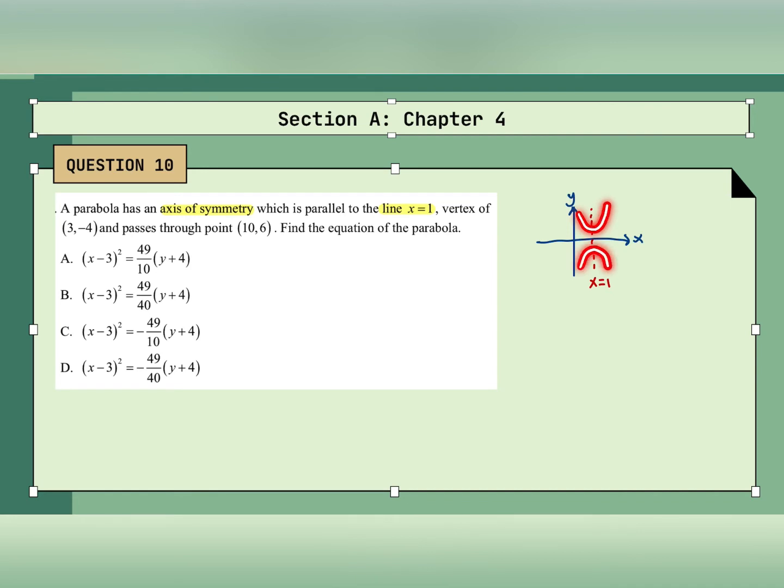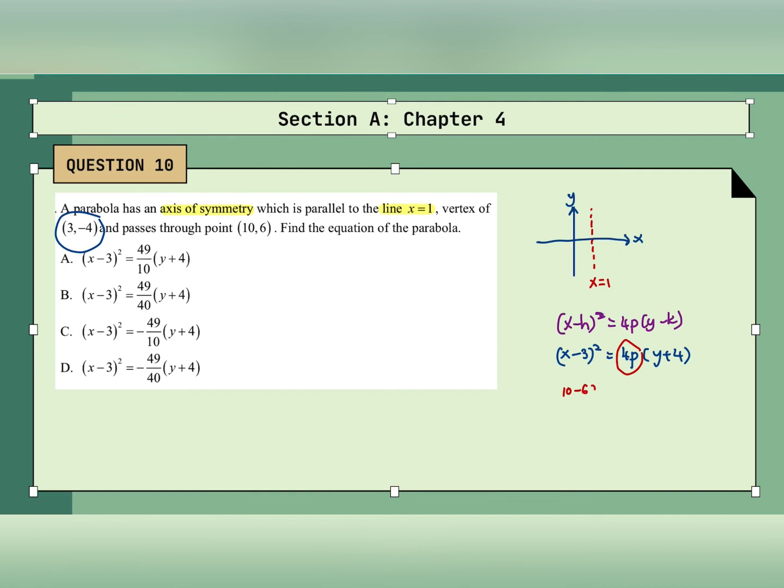ataupun open down. Okay, so kita akan gunakan formula x minus h squared equals to 4p y minus k. Okay, now the vertex of our parabola is at 3, negative 4. Masukkan teruslah x tolak 3 squared equals to 4p y plus k. So now we need to have the value of 4p. And it said here it passed through the point 10, 6. So masukkan dalam equation.